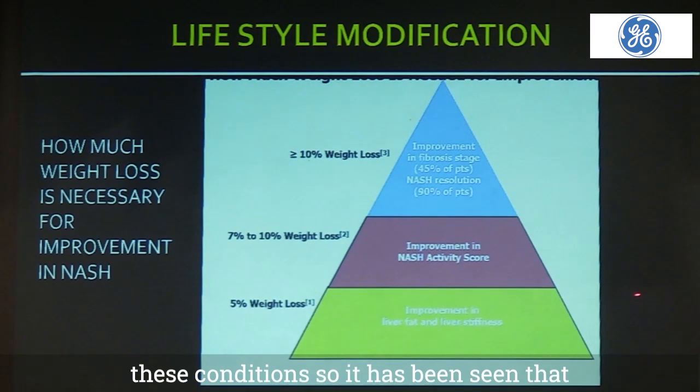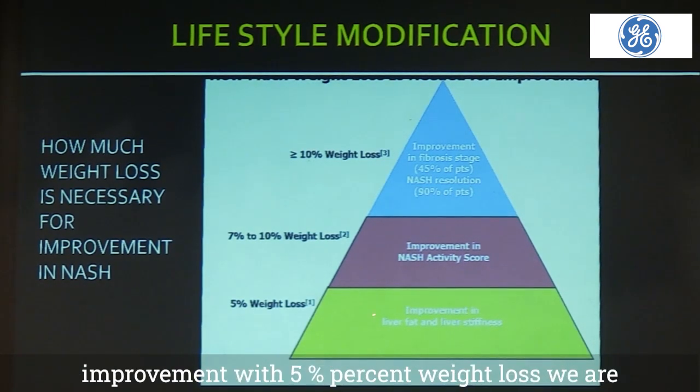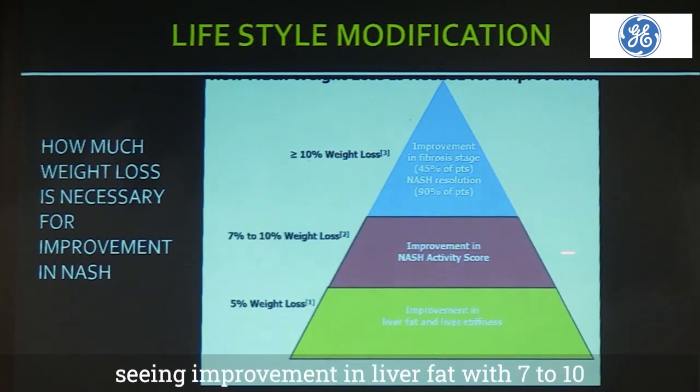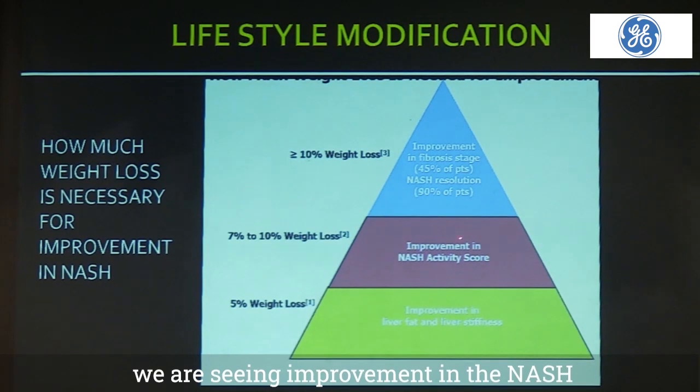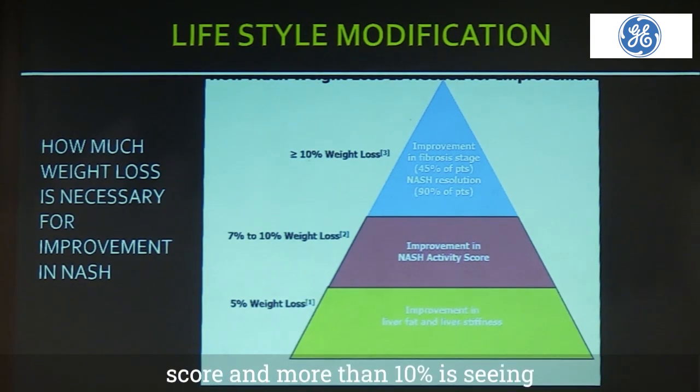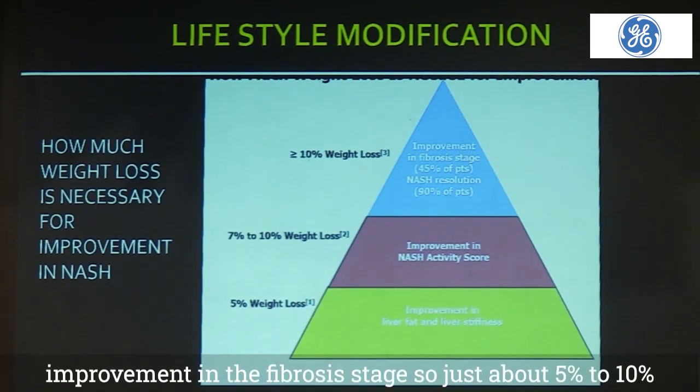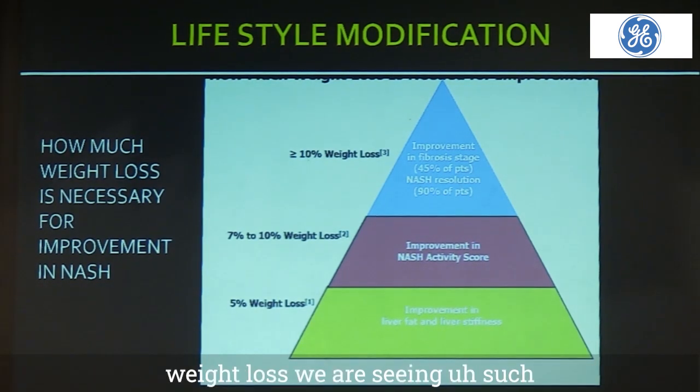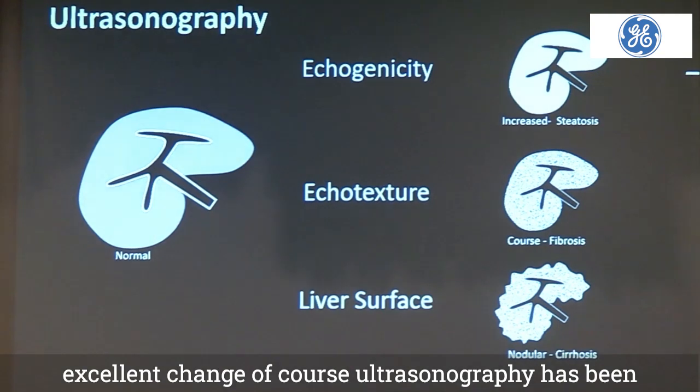So it has been seen that with 5% weight loss, we are seeing improvement in liver fat. With 7 to 10%, we are seeing improvement in the NASH score. And more than 10% is seeing improvement in the fibrosis stage. So just about 5 to 10% weight loss, we are seeing such excellent change.